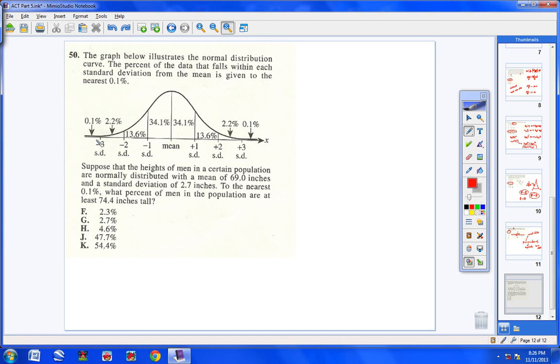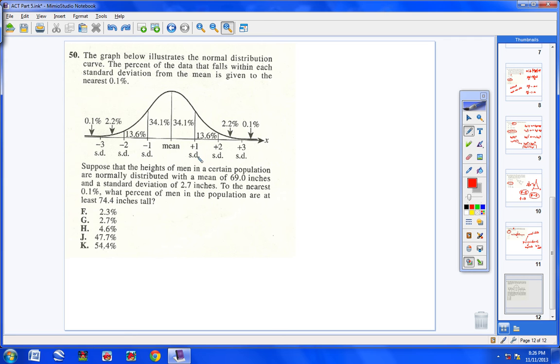Now, again, if you know nothing about statistics and you can just read and understand words and use common sense, you can figure this out. The heights of the men of a certain population are normally distributed with a mean of 69 inches. So here's your mean, right in this area here. 34.1% of the men have a height of 69 inches in a normal distribution, and a standard deviation of 2.7 inches, to the nearest 0.1%.